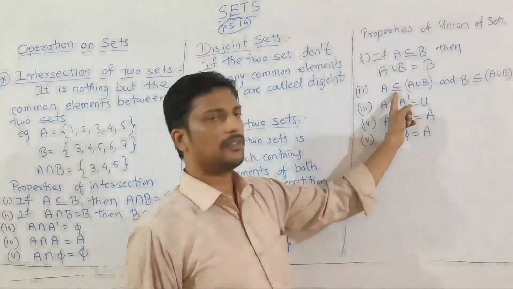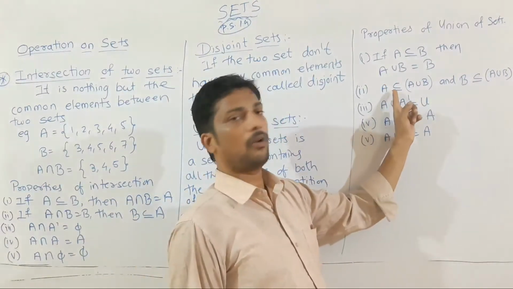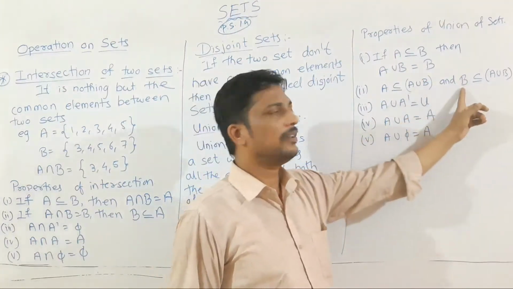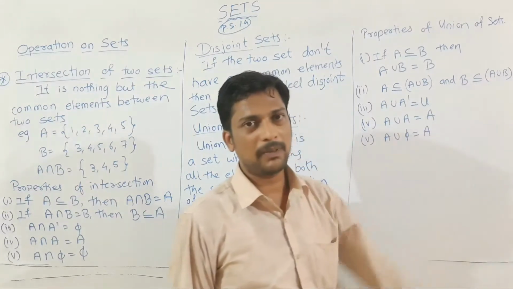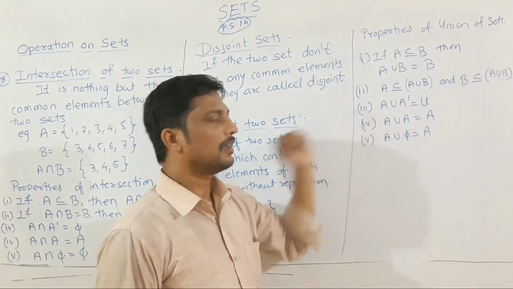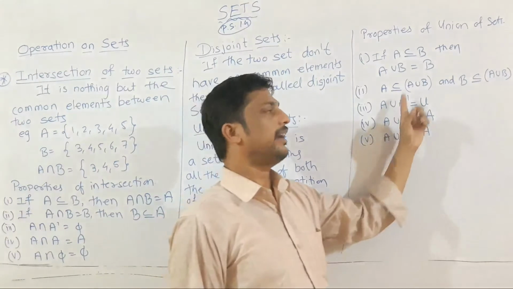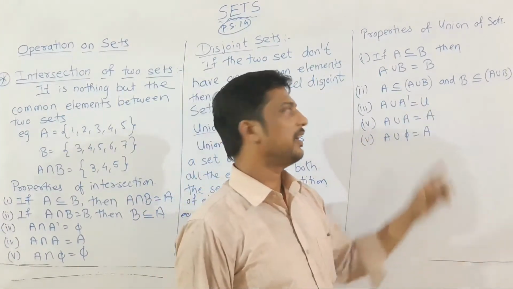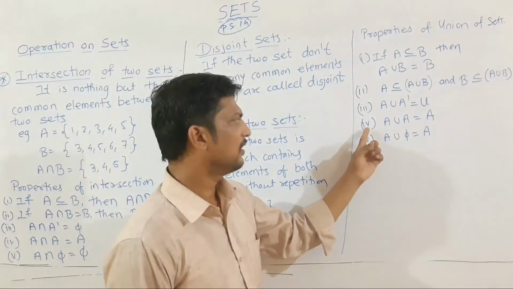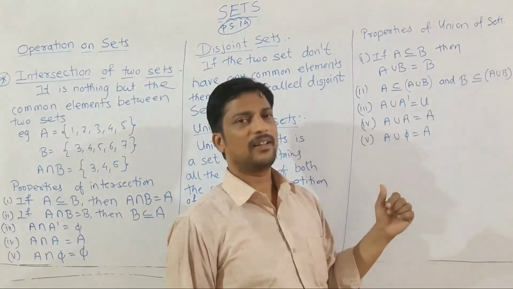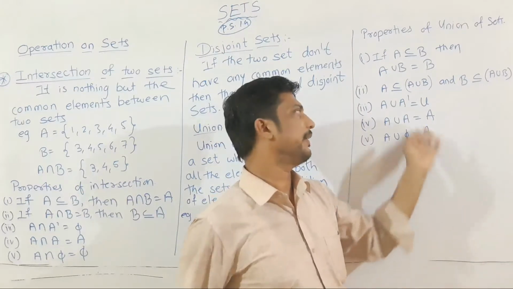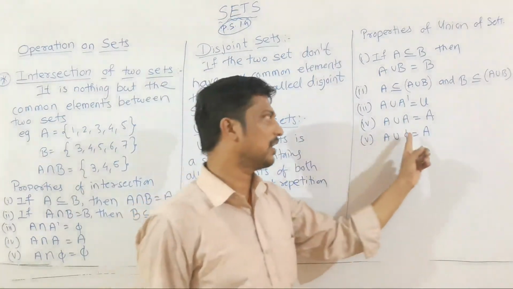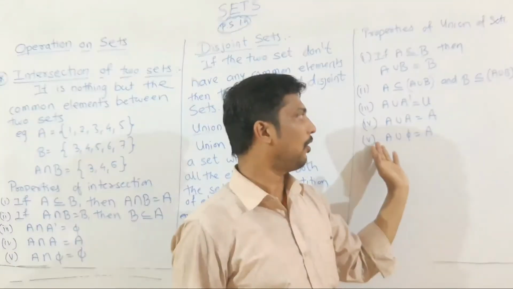Then A is always a subset of A union B, and B is also a subset of A union B, getting? Third, A union A dash will become the universal set, U. Fine, A dash means what? Complement. Then fourth one, A union A, again it will become the same one, A. Fine. And the last property is what? A union empty set is always equal to A.